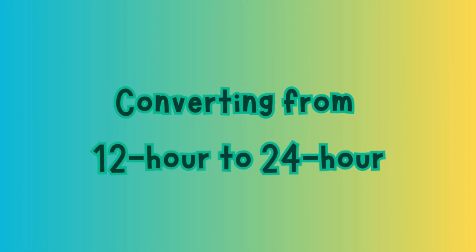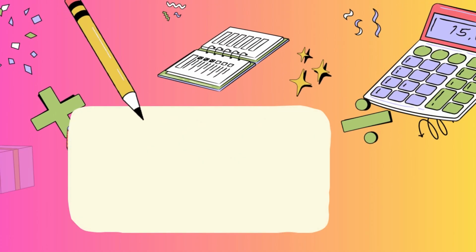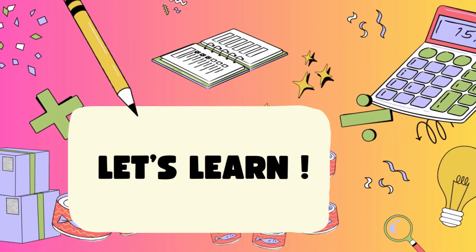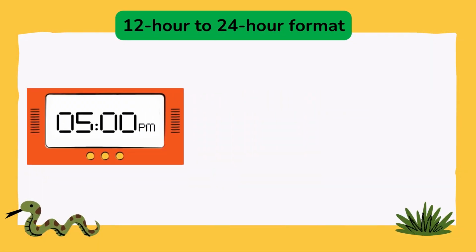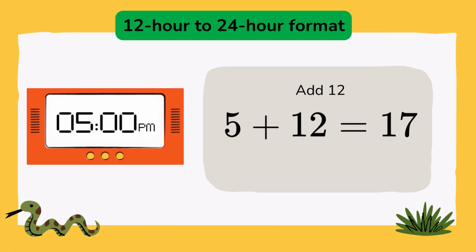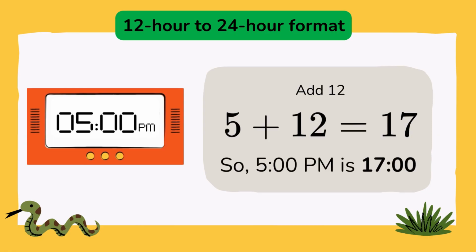Now, we have 12-hour time and want to convert it to 24-hour time format. Let's learn. In this digital clock, it's written 5:00 p.m. To convert, we will add 12 to it, which will be 17. So 5 p.m. is 17.